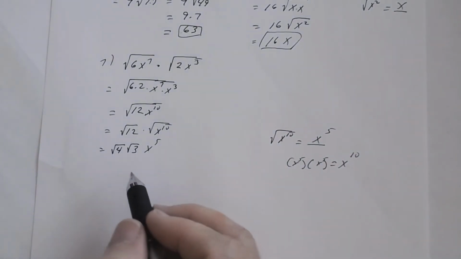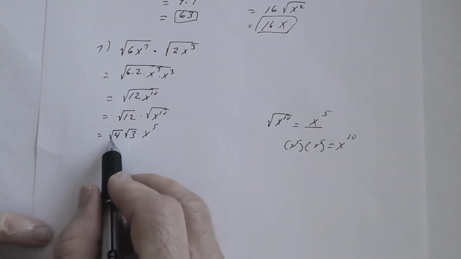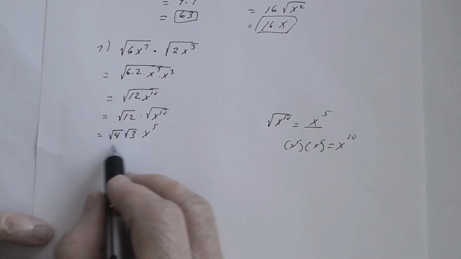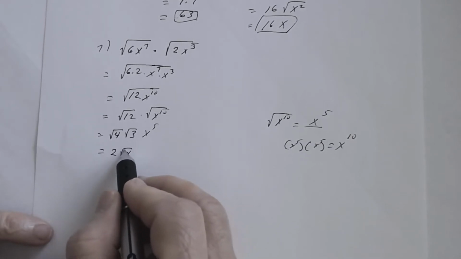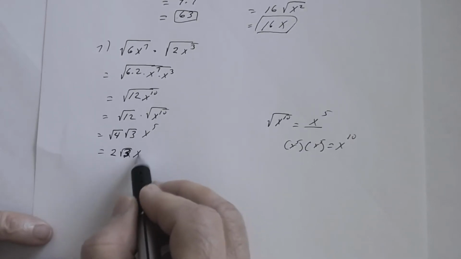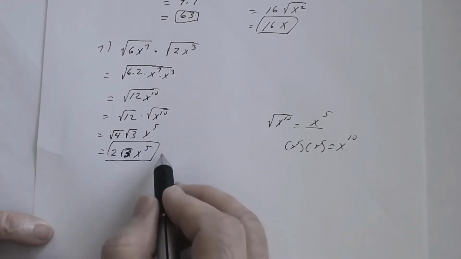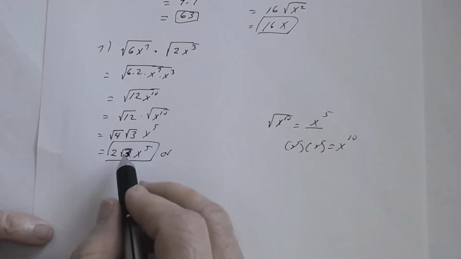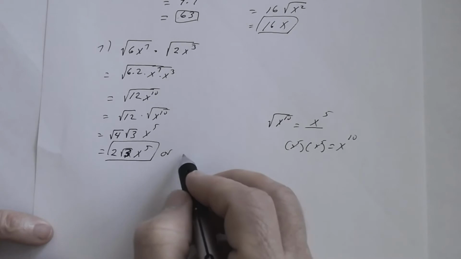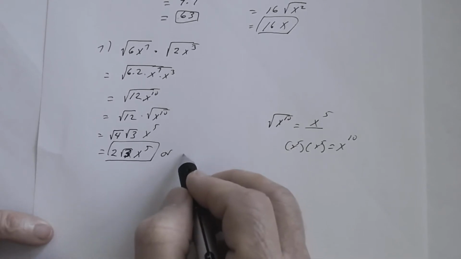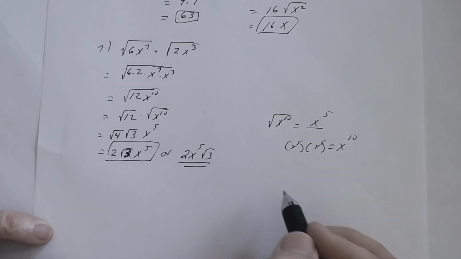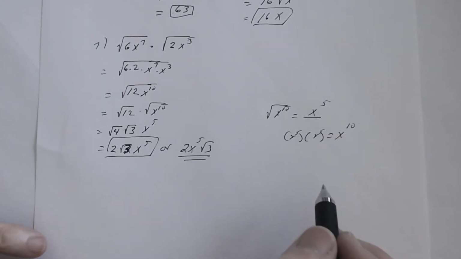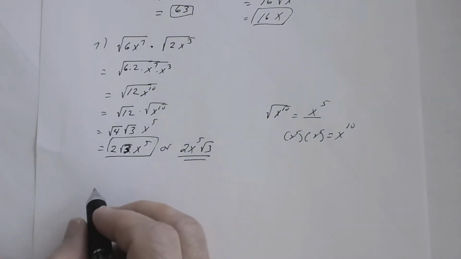So almost done with this one, all I have to do is simplify. The square root of 4 is 2. So I get 2 times the square root of 3 times x to the 5th. Or, if you want to write the square root at the end, as the last factor, you can say 2x to the 5th square root of 3. Either one of those is fine. All right, so that was number 7. Let's look at number 8.